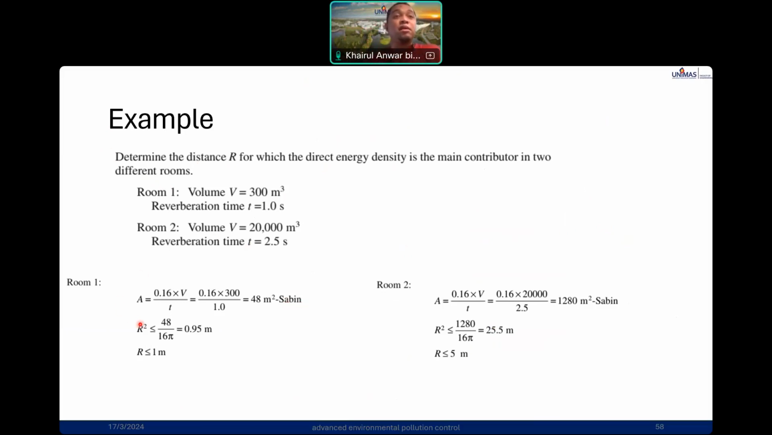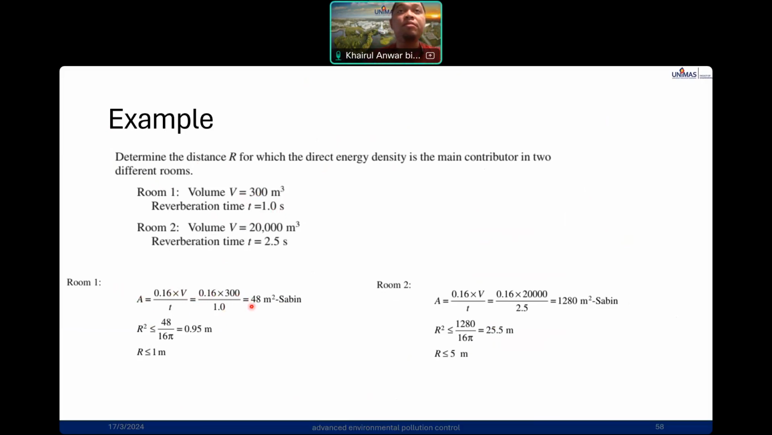So for room 1, you calculate the absorption area first. In this case, A equals 0.16 times V over T. T is 1 second, V is the volume, so you get 40 square meters. So R squared is less than 40 over 16 pi, which is less than 1, so you get R equal to 1 meter.